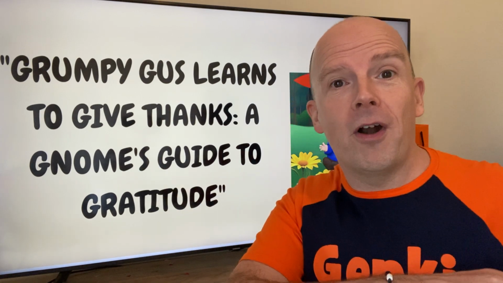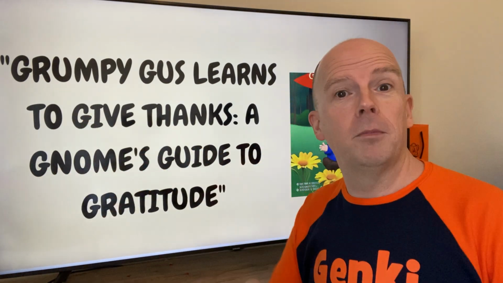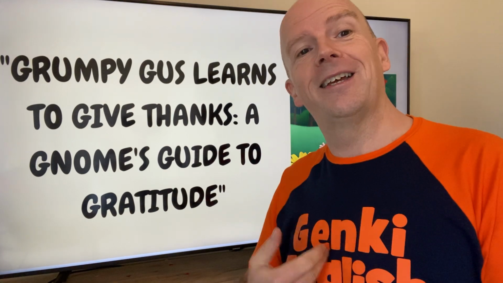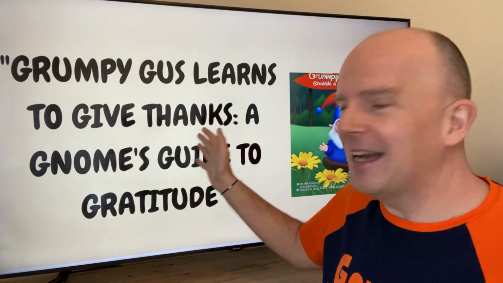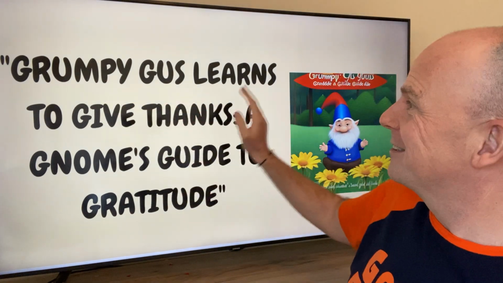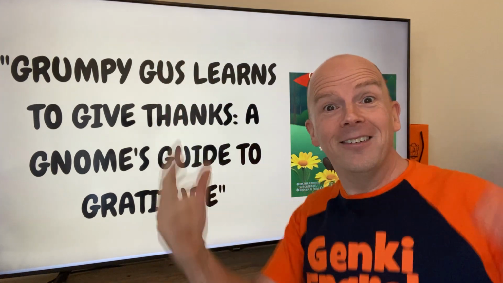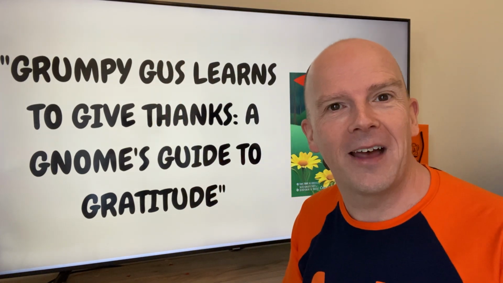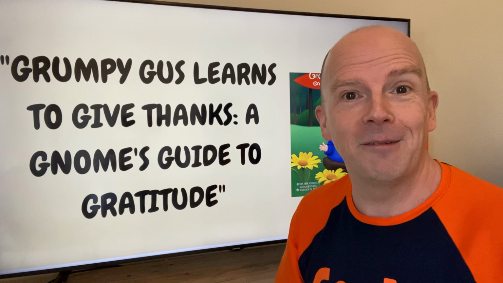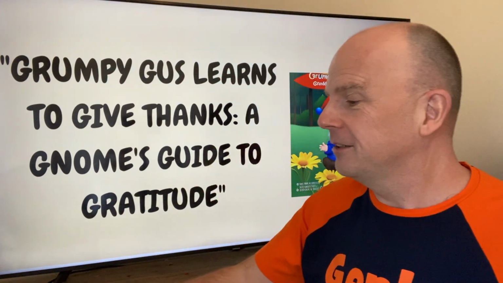As I mentioned before, I've had 12 professionally published books. I've got many more books that we've published ourselves online with Genki English. But I asked it to write a book about gratitude, and it came up with the title, Grumpy Gus Learns to Give Thanks, a Gnome's Guide to Gratitude. It's crazy. I'd never have thought of that in a million years, and I'm a pretty creative guy. But yeah, there you go. And it did the graphics as well.